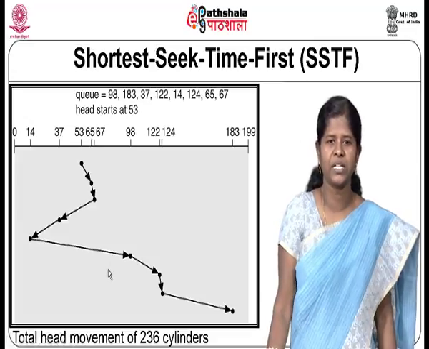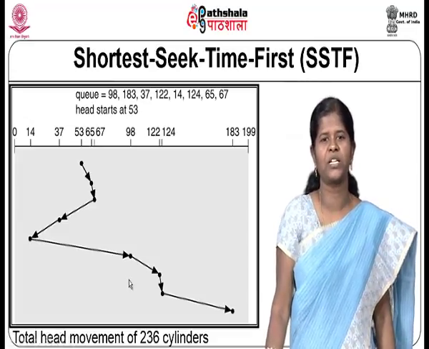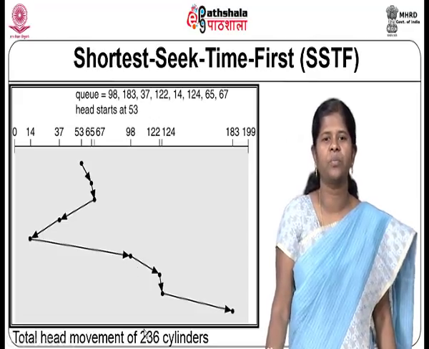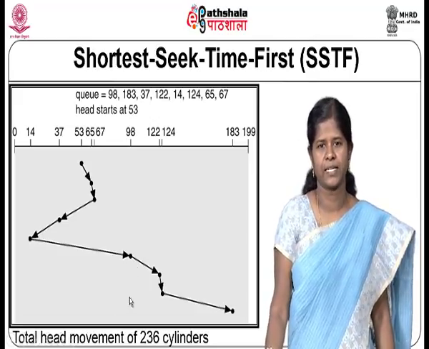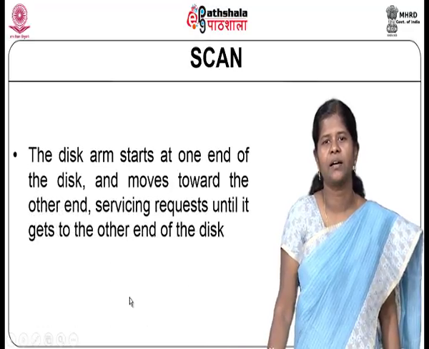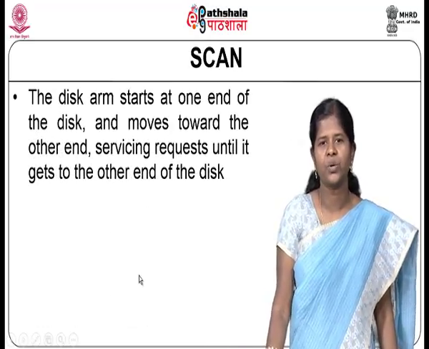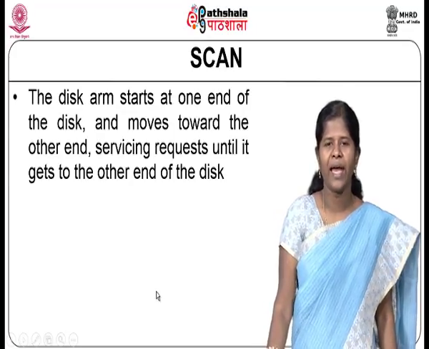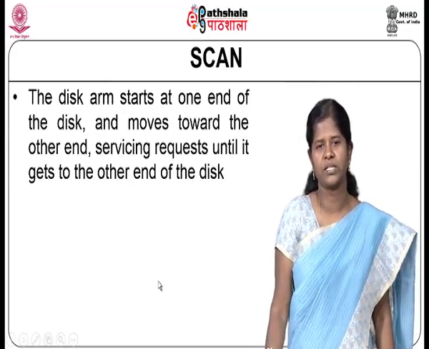But the advantage is that the total head movement can be reduced compared to the earlier 640. Here the head movement is only 236 cylinders. So the next algorithm tries to reduce the head movement as well as reduce starvation.